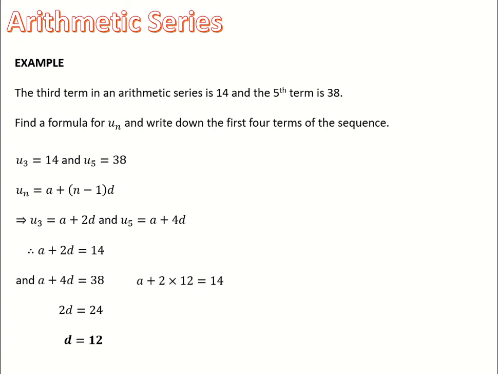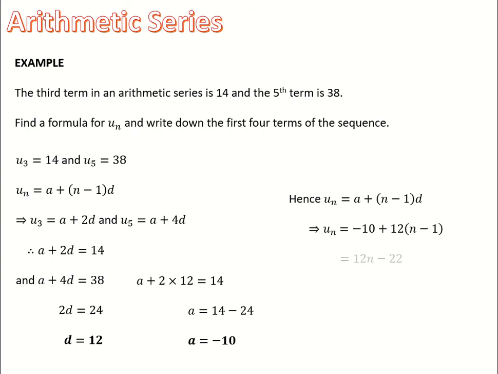But anyway, a plus 2 times 12 is 14. a equals 14 minus 24, in which case a is minus 10. Again, I think you could have worked it out from before. If they're going up in 12s, then if this is the 3rd term, it will be 3 times 12, so 36 minus, what do we take away from 36 to give us 14? We take away 22.